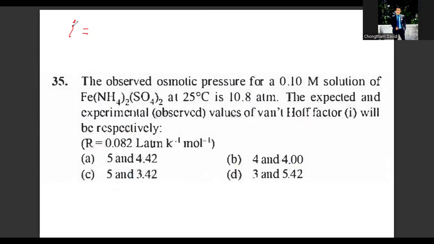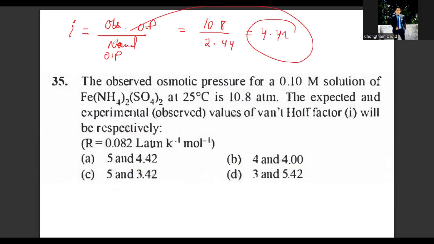So question number 35 can be solved from this equation. Van't Hoff factor i will be observed osmotic pressure divided by normal osmotic pressure, let me write here. So from this equation, you have 10.8 as observed, and normal is 2.44. When you divide it, you get approximately 4.42. So what is the answer to this? E is the answer for this question. Easy. I hope it's clear.